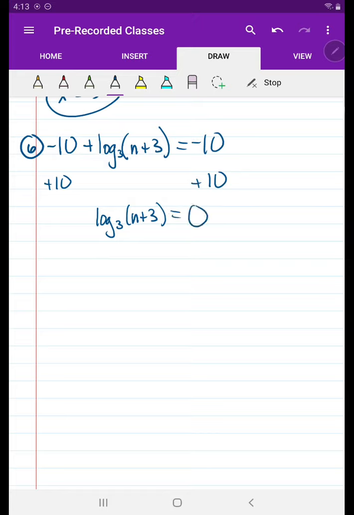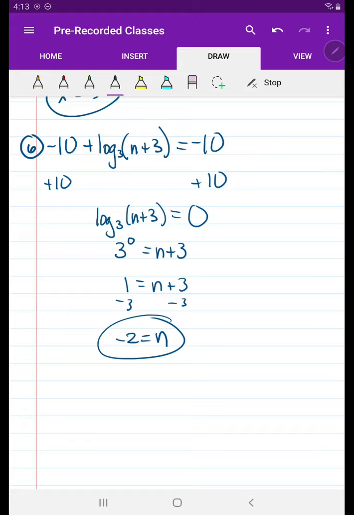And then what I can do is convert this to exponential form. So I have a base of 3 with an exponent of 0 equals my argument, which is n plus 3. Now 3 to the 0 is the same thing as 1, so 1 is n plus 3. And then I can subtract 3 from both sides. So 1 minus 3, we get a negative 2 is n. And so that's our answer to number 6.